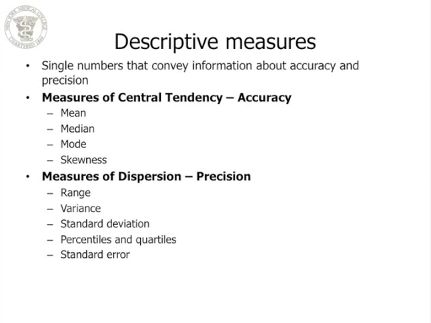Now, these are single numbers that convey information about accuracy and precision, like we've mentioned. Measures of central tendency, therefore accuracy, are mean, median, mode, and skewness, commonly used. There are other values that can be described, but these are the more common ones used. Measures of dispersion, which therefore measure precision, are range, variance, standard deviation, percentiles and quartiles, and standard errors. Again, there are additional types of measures that are used, but these are the most common ones which we'll discuss.